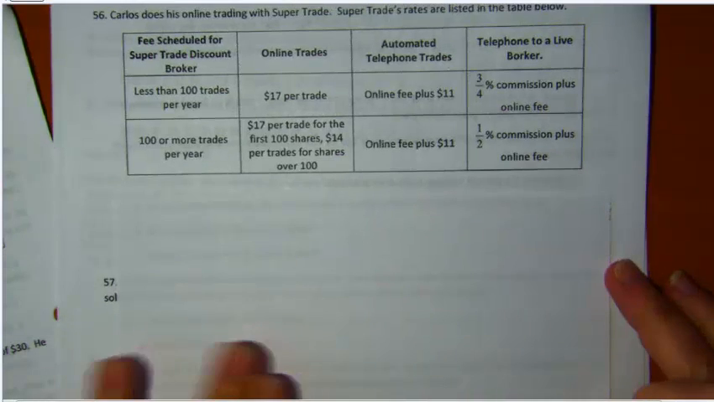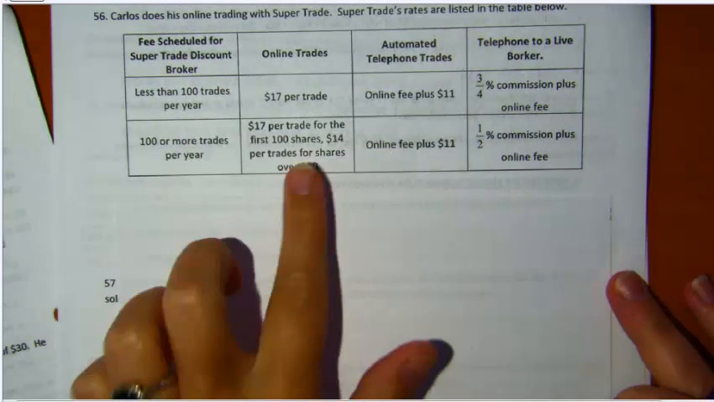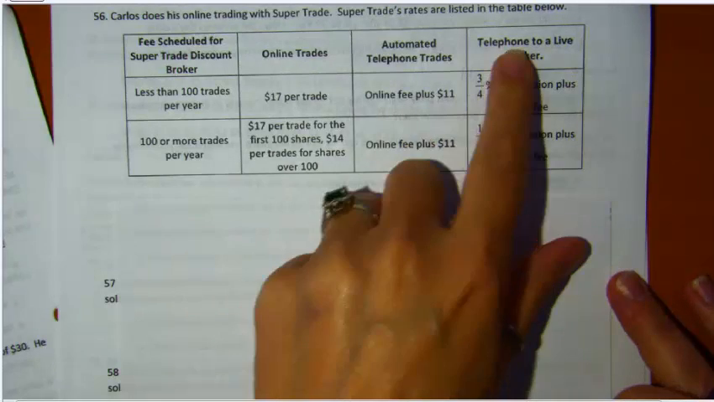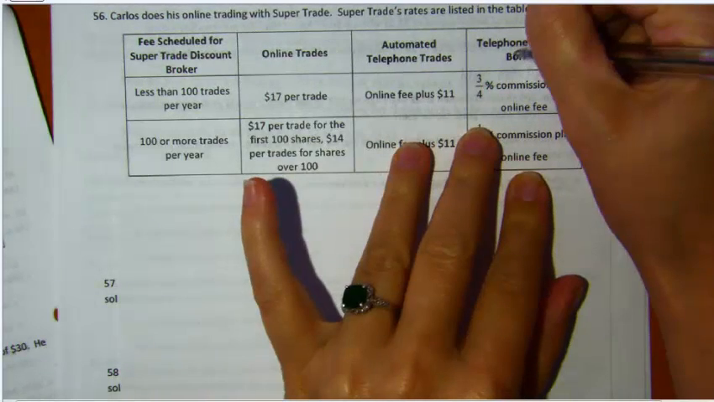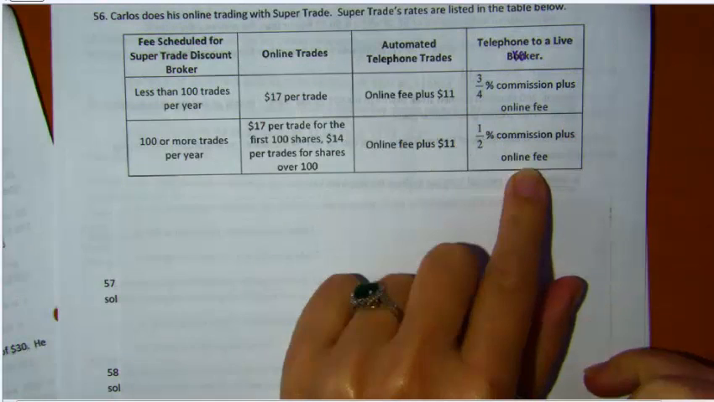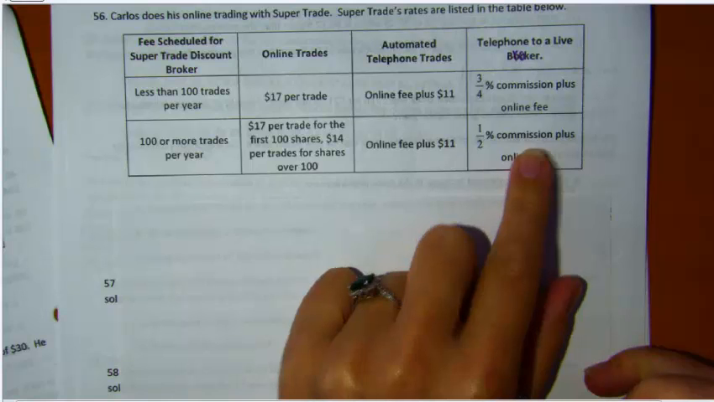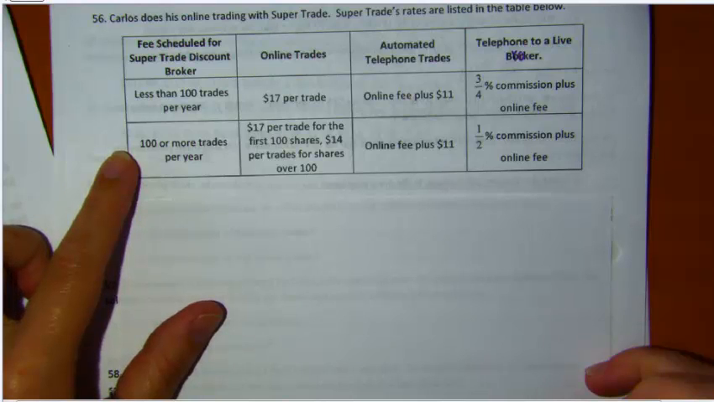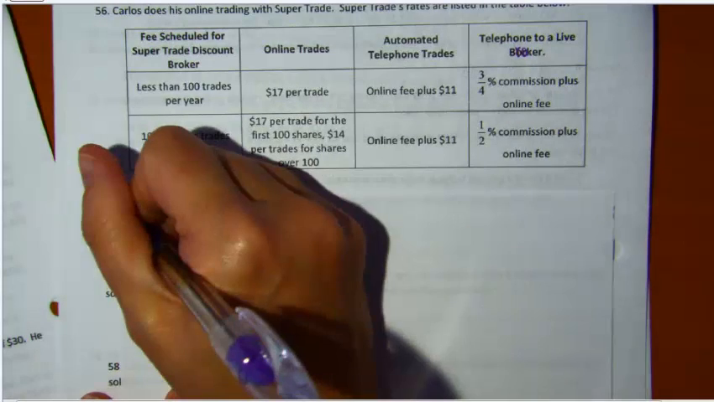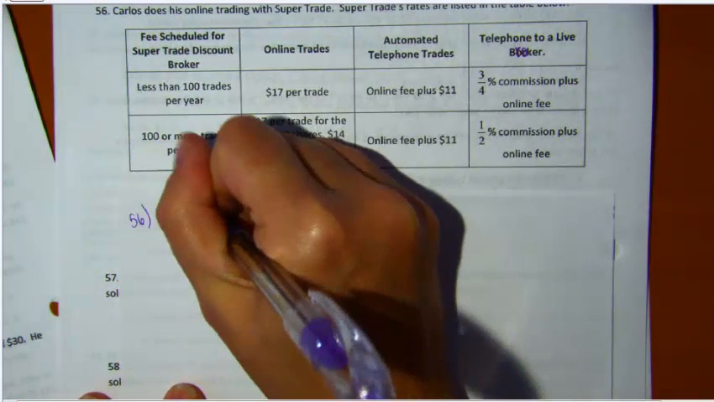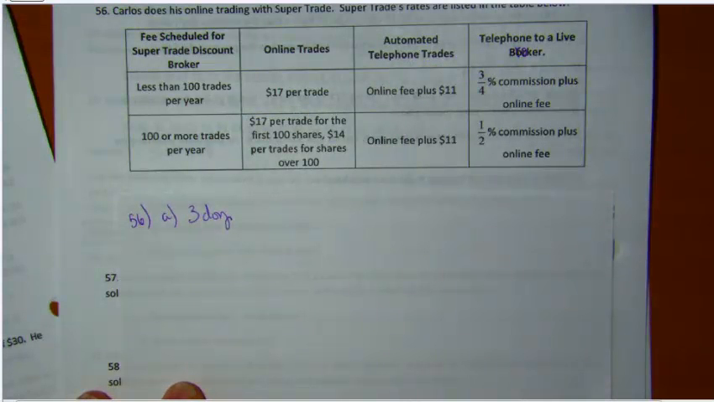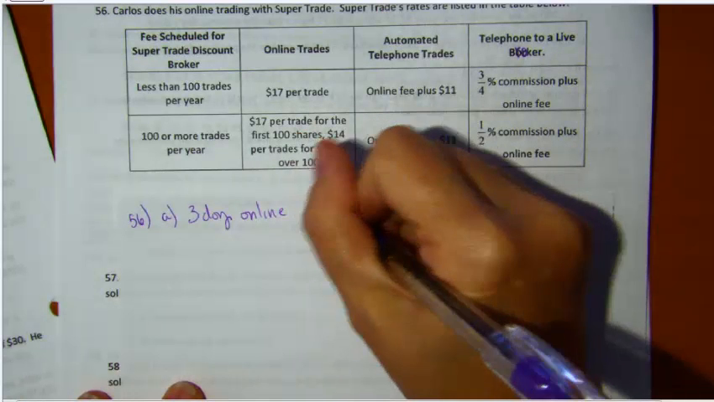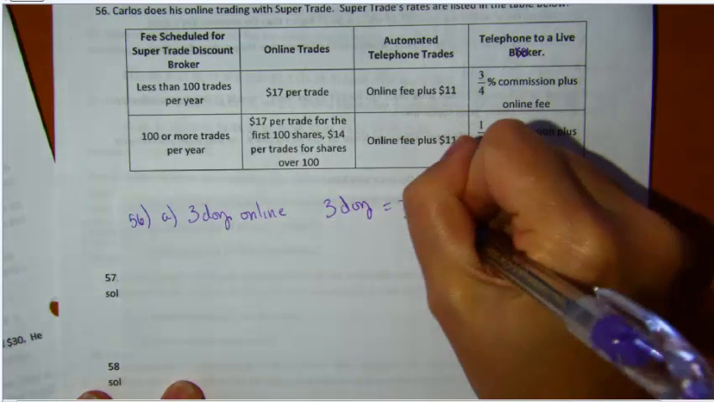All right, so this is the fee schedule. You have online trades, automated telephone trades, and live broker. This is if you talk to a live person on the phone. And then you have if you make less than 100 trades per year or 100 or more trades per year. A asks if Carlos makes 3 dozen online trades, what are his total broker fees? Well, first we need to know that 3 dozen is 3 times 12, so that's 36 trades.